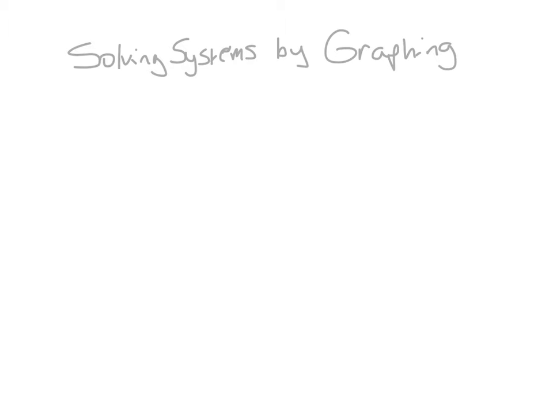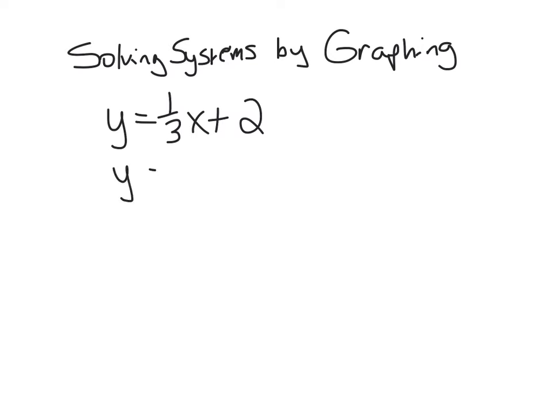Alright, in this video we're going to look at solving systems by graphing. And so we're talking about linear systems. So it means we're going to have two equations that are both linear equations. So for this problem, we're going to have y equals 1/3 x plus 2 and y equals negative 2x plus 9. So that is our system.